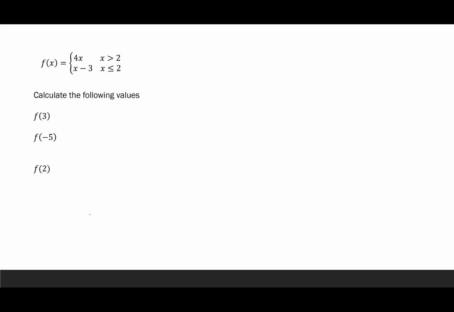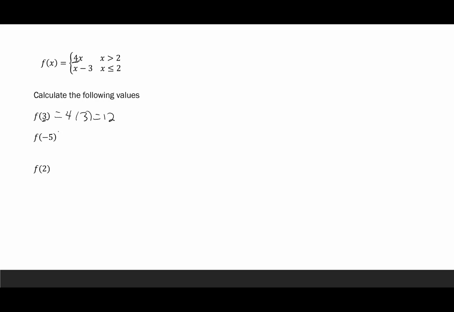Right. This is called a piecewise function. It has pieces. What you have to do is start with where is my number. So the first thing I see is for this function f of x, which is 4x where x is greater than 2, and x minus 3 when x is less than or equal to 2, I look at my input of 3. So 3 is greater than 2. So because 3 is greater than 2, I'm going to multiply it by 4. So I'm going to have 4 times 3 is 12.